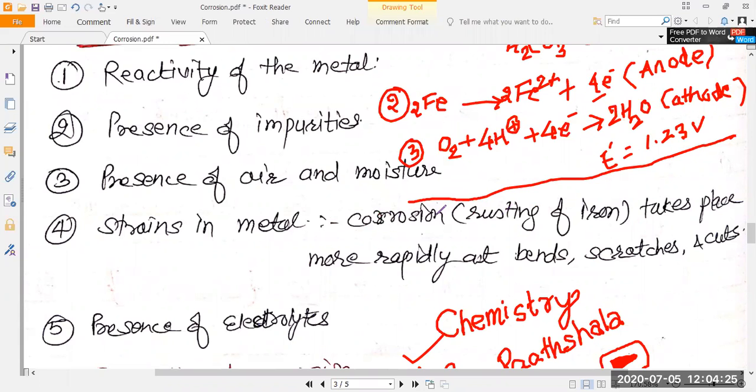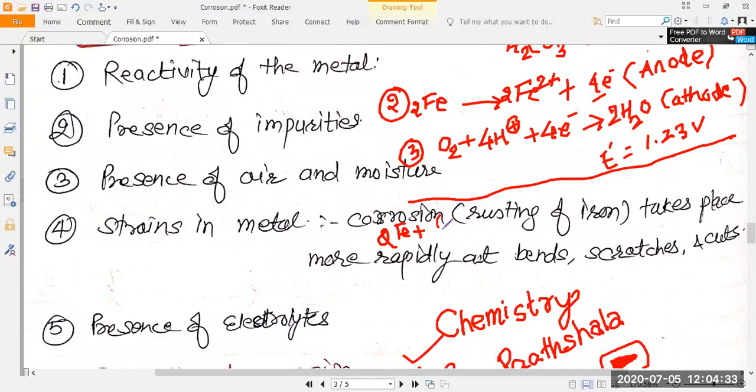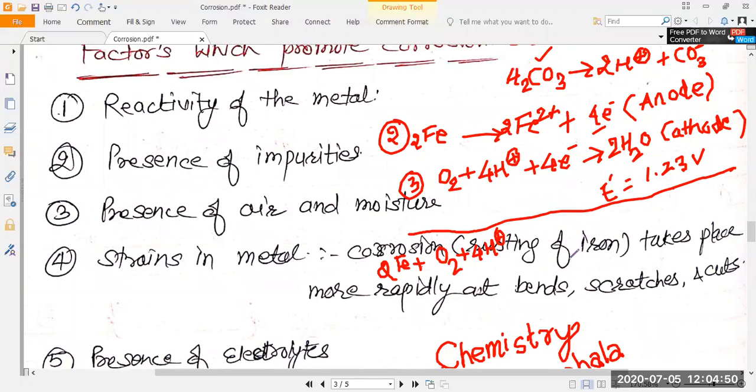The overall cell equation will be 2Fe to 2Fe2+, then O2, then we have to write here 4H+, and the 4 electrons will cancel out. The 4 electrons and 4 electrons cancel out, and on the right hand side we have to write 2Fe2+ plus 2H2O. This is the overall cell reaction.